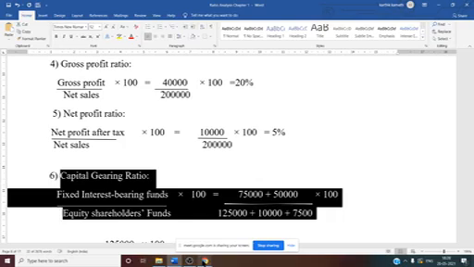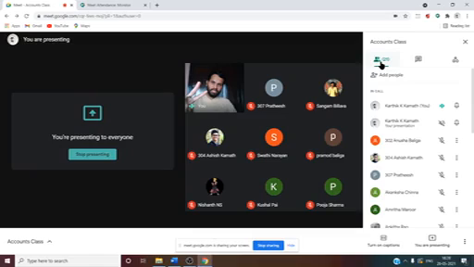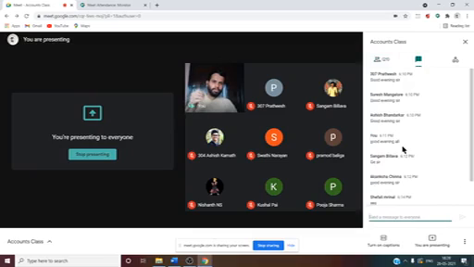Fixed interest bearing fund, the information given in the liability side of the balance sheet. Only two pieces of information are there. Can anyone tell me here? You need to give the answer. If you know, you need to tell. So you need to comment in the chat box. What are those on the liability side of the balance sheet?